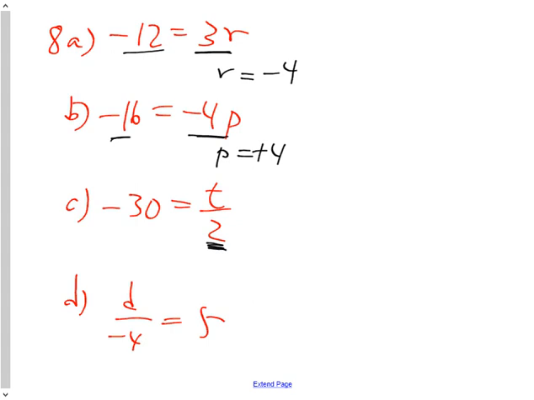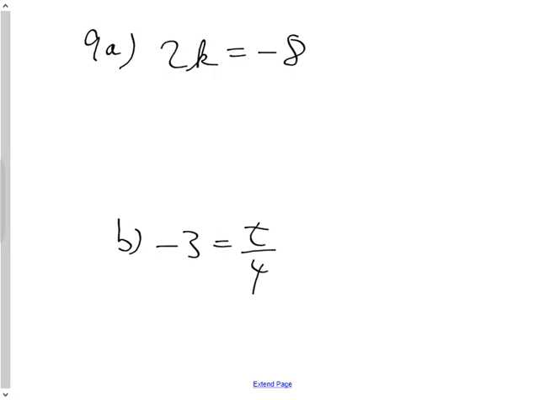What number divided by 2 is negative 30? T has to be negative 60. Negative 60 divided in half is negative 30. And finally, what number divided by negative 4 is 5? D equals negative 20, because negative divided by negative is a positive.